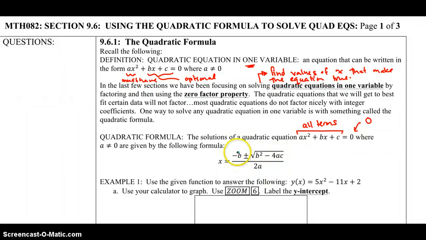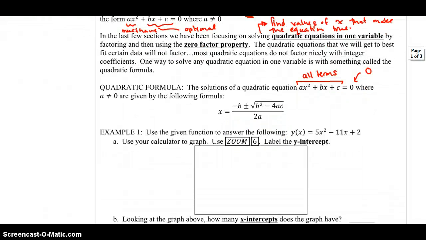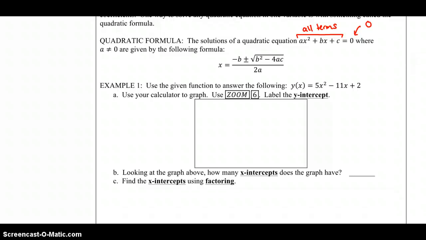In here we've got lots of places where we've got variables that we're going to substitute, and we're going to be placing some parentheses around those before we do so. Example 1 says to use the given function to answer the following. We're given y equals 5x squared minus 11x plus 2. It says to use your calculator to graph using Zoom 6 and to label the y-intercept on our graph.